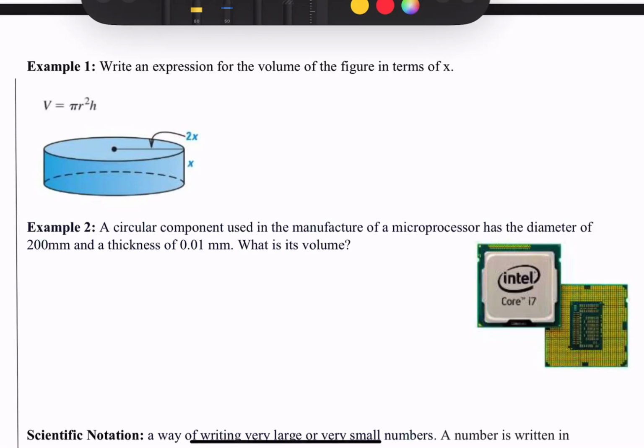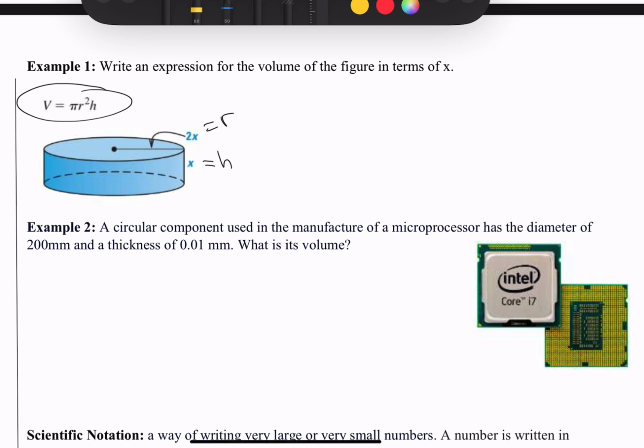So now we'll work a few examples working with the properties of exponents. Example 1, write an expression for the volume of the figure in terms of x. The figure itself is a cylinder, and the formula for the volume of a cylinder is given to you right here. So volume is equal to pi times radius squared times the height. And we can see here that our radius is 2x and that our height is x.